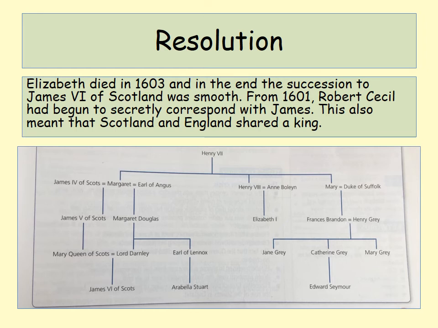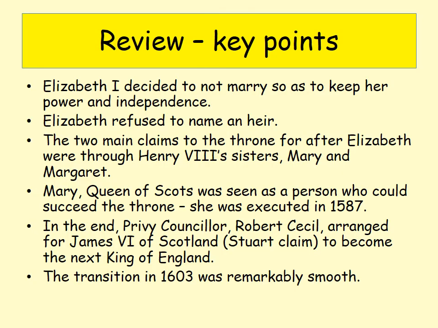Okay, we can see there, just to show you that family tree again. The throne passes to James VI of Scotland, so it goes through what's called the Stuart line. Okay, and that's all really organised in the years up to Elizabeth's death.